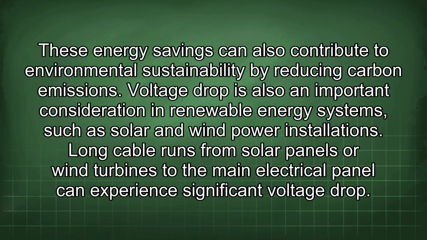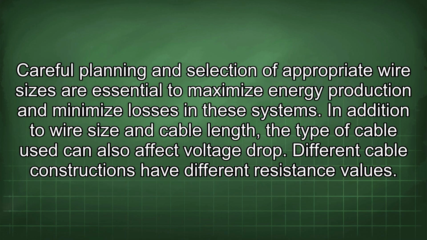Voltage drop is also an important consideration in renewable energy systems such as solar and wind power installations. Long cable runs from solar panels or wind turbines to the main electrical panel can experience significant voltage drop. Careful planning and selection of appropriate wire sizes are essential to maximize energy production and minimize losses in these systems.